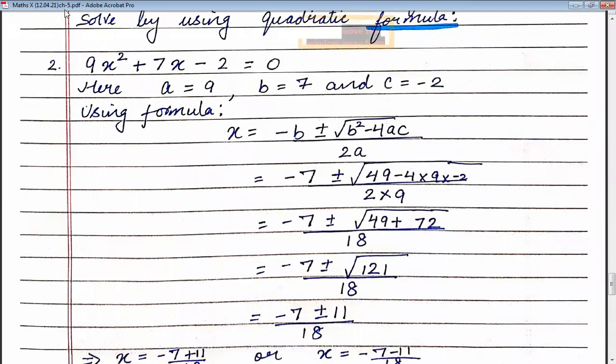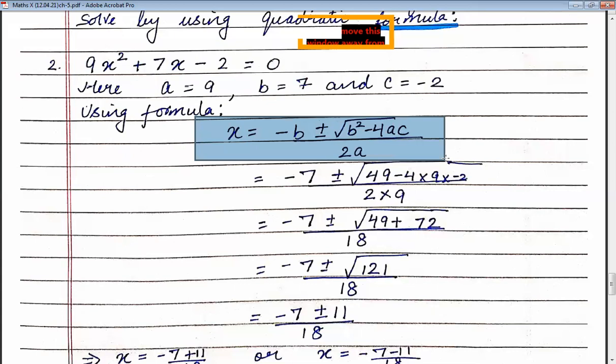Now, children, let's look at the very first example. It is 9x square plus 7x minus 2 is equal to 0. Your equation is already in the standard form, that is ax square plus bx plus c is equal to 0. Now children, can you tell me what is abc in this particular example? Yes, a is 9, b is 7 and c is minus 2. Okay, so now let's use our formula.